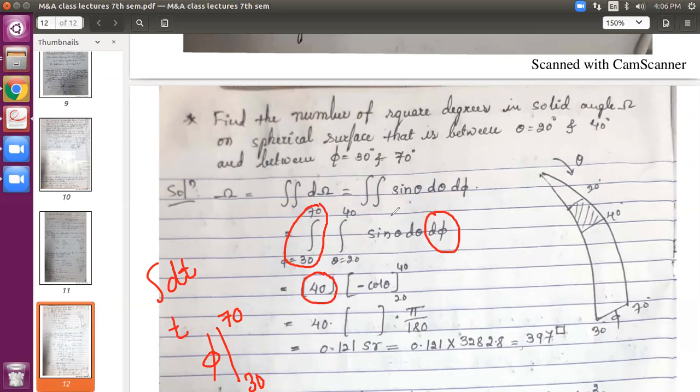Then, what is the integration of sine theta? It is minus cos theta. That I have applied with the limits 40 and 20. Now I have put it here blank. Whatever answer you get, you write it here. I don't have the calculator. Minus cos of 40 degrees plus cos 20 degrees. Whatever answer you get, you put that.